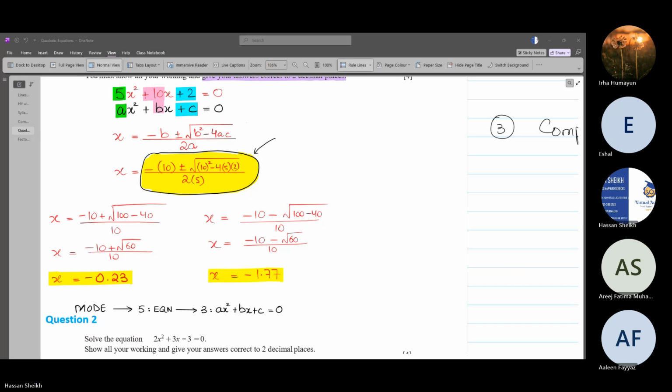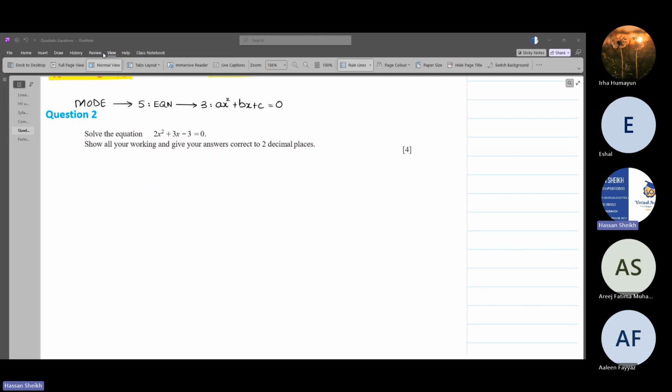Are you getting the x2 value? Yes. And what is your x2 value in decimal? Negative 1.77? Yes. Now, do you understand, Aline, how you get this value in a quicker way?